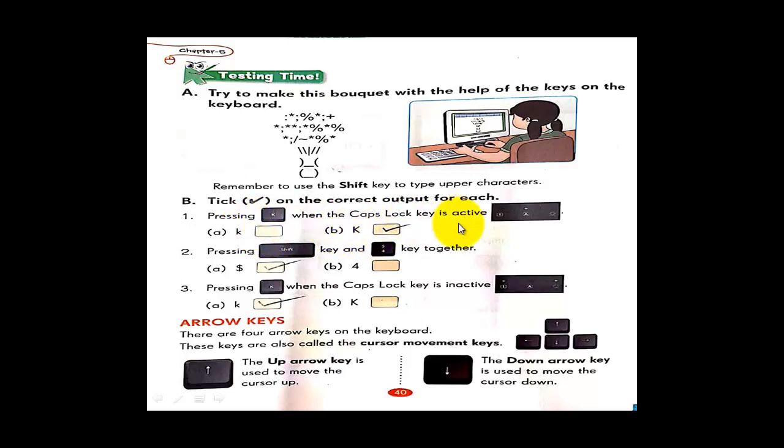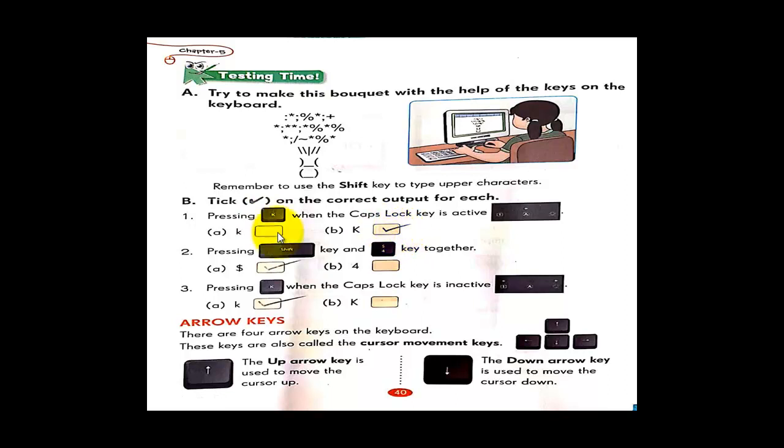Capital letters, caps lock on, to already have the active way. Now we should tick on option number B, that is capital K here. This is a small k. You should tick on the capital K. Capital K will be the output for this, because the caps lock key is on, so when you press the key, the letter will be a capital K.